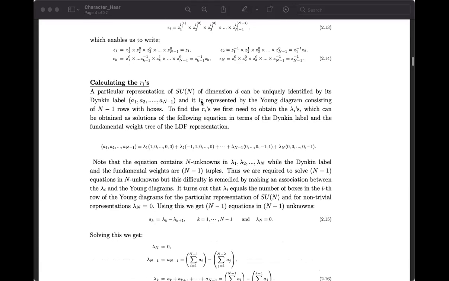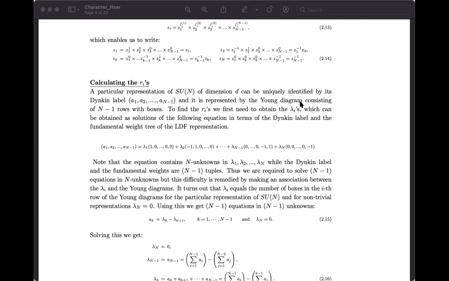So a particular representation of a dimension D can be uniquely identified by its Dynkin label. Okay, as I was telling, any irreducible representation can be uniquely represented by a Dynkin label. And let's consider the Dynkin label a1, a2 up to a(n minus 1). It is represented by the Young diagram consisting of n minus 1 rows with boxes.